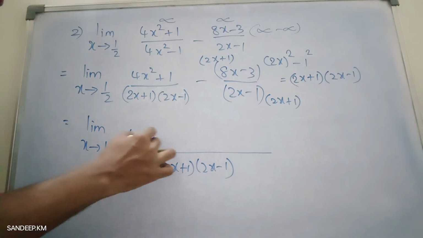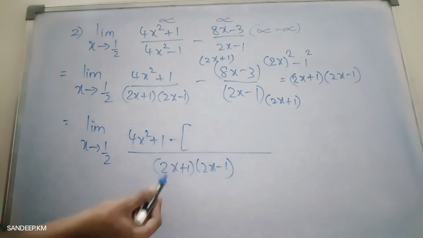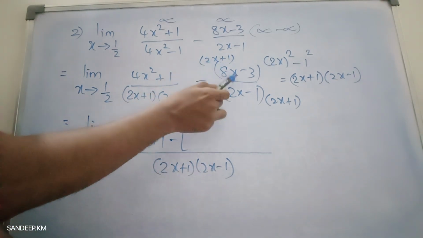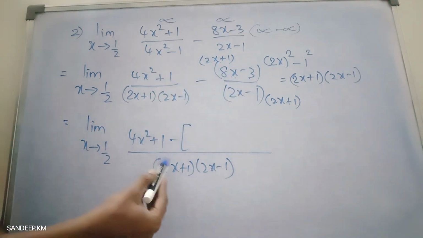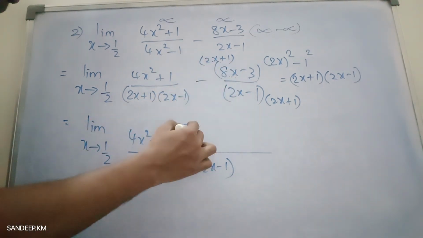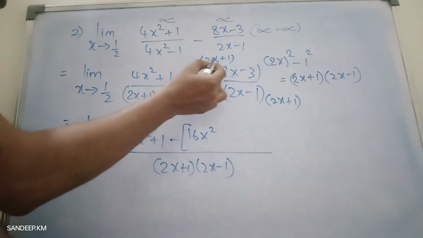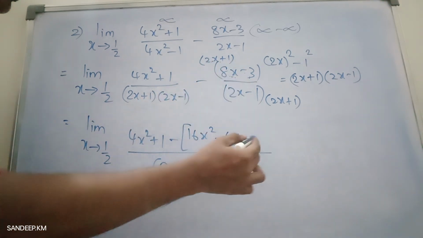We have 4x square plus 1 minus of, you are supposed to multiply these two binomials. First 2x is multiplied with both of them, so what do we get? 2x into 8x is 16x square, 2x into minus 3 is minus 6x.